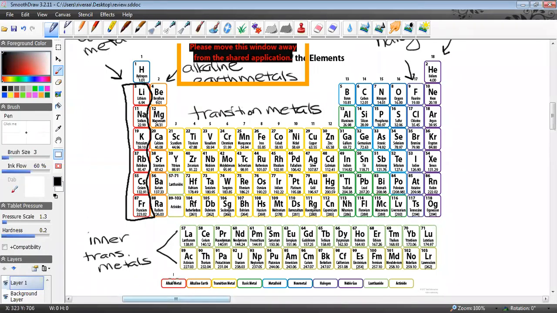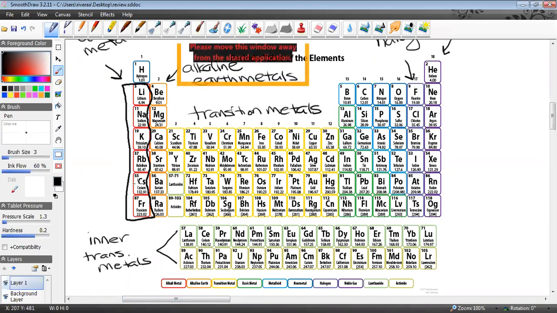Okay, so red are your alkali metals, those orange ones are your alkaline earth metals, yellow transition, then the halogens here in this purpley blue color, and the noble gases in purple. Okay, so those are the names of the groups.